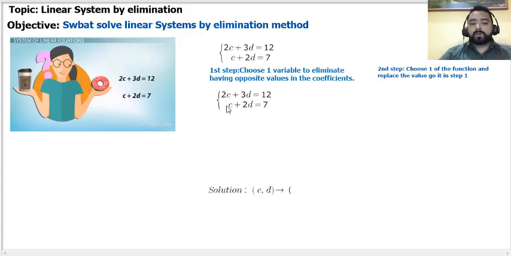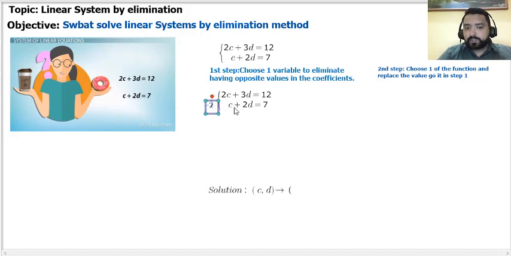How are we going to do this? Look, in this one, I'm going to choose the variable c to eliminate. But I have 2 here and I have 1, so these 2 and 1 are not opposite. So I need to do something to get negative 2 in this value.